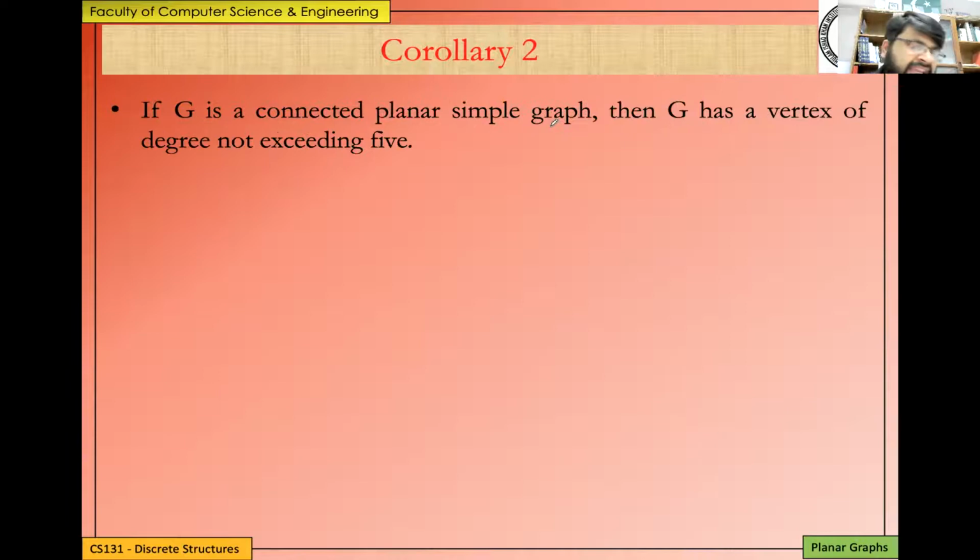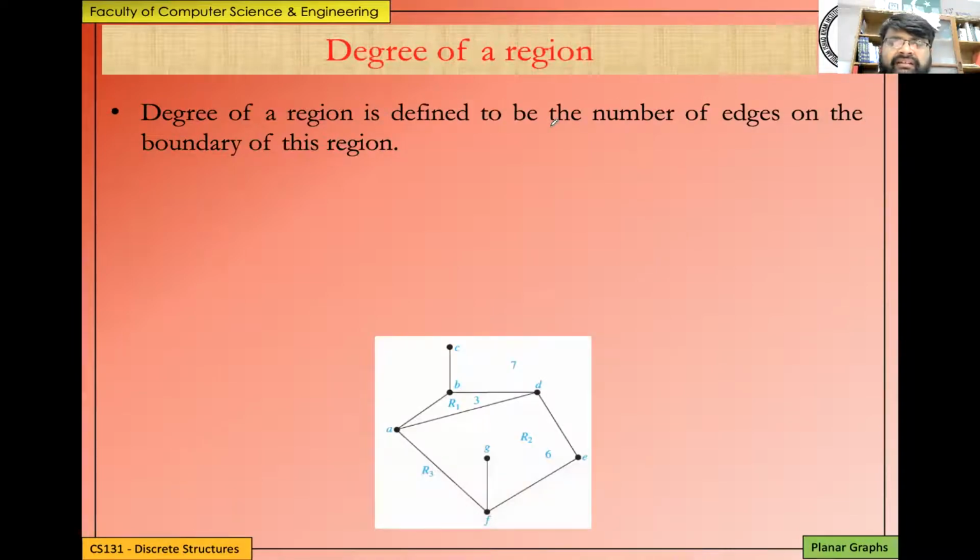Similarly, another thing that we can gain from this is if G is a connected planar simple graph, then G has a vertex of degree not exceeding 5. So if G has a vertex of degree exceeding 5, then it may not be a connected planar simple graph. And that brings us to the next topic, which is degree of a region, right? So what is degree of a region? You know, the degree of a vertex already is the number of edges that are incident with the vertex.